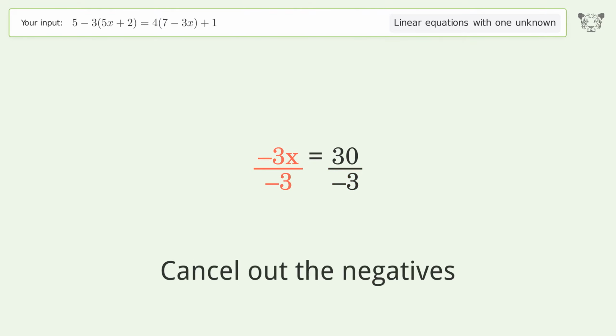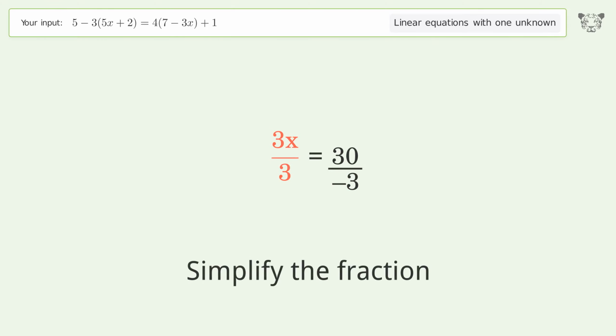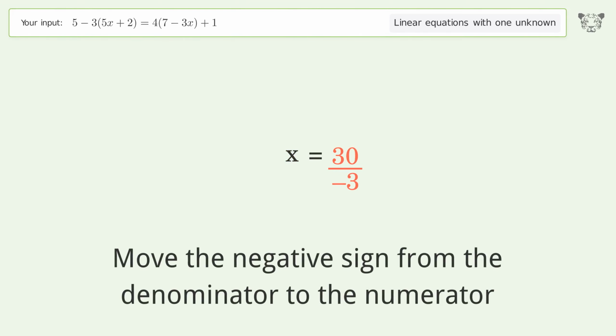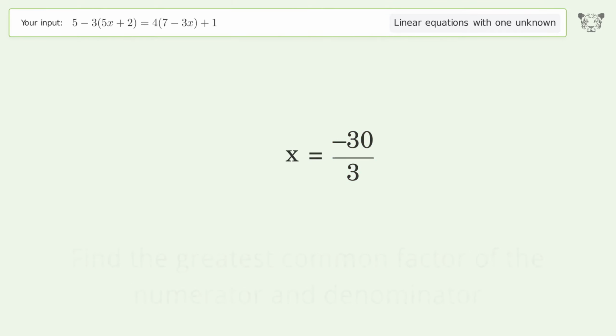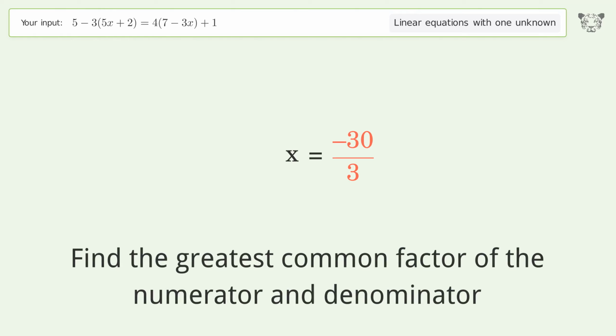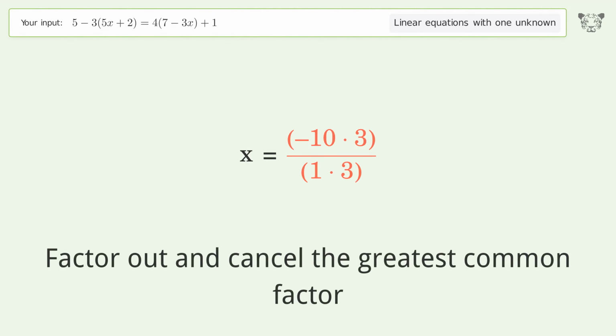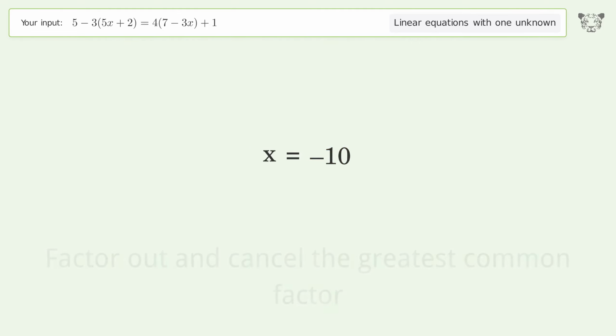Cancel out the negatives. Simplify the fraction. Move the negative sign from the denominator to the numerator. Find the greatest common factor of the numerator and denominator. Factor out and cancel the greatest common factor. And so the final result is x equals -10.